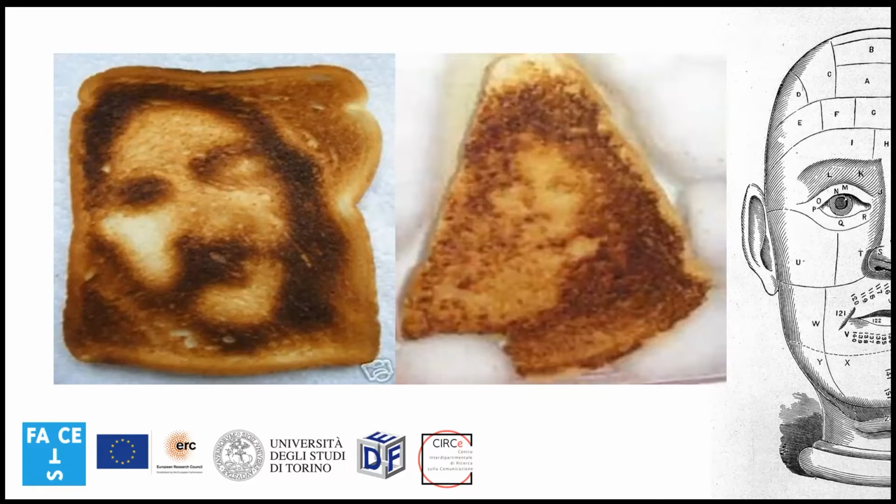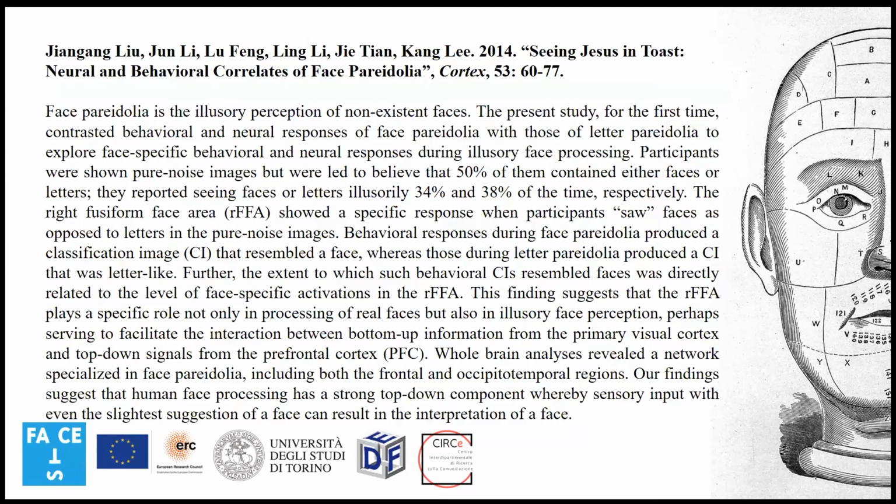And this toast in particular was the object of an article published in 2014 by a group of Canadian neuroscientists of Chinese origins, Seeing Jesus in Toast: Neural and Behavioral Correlates of Face Pareidolia, which has actually won the Ig Nobel, the Alternative Nobel Prize for Bizarre Research attributed by Harvard University. So what is the main content of this article?